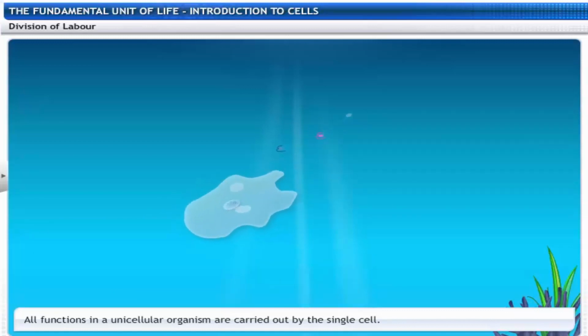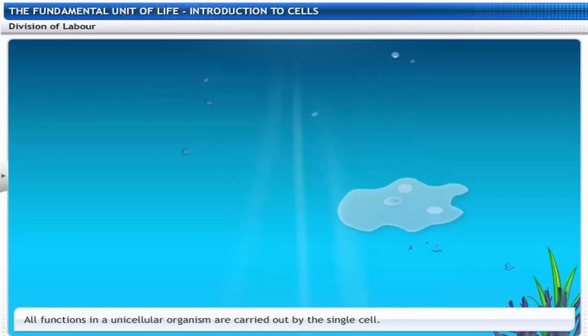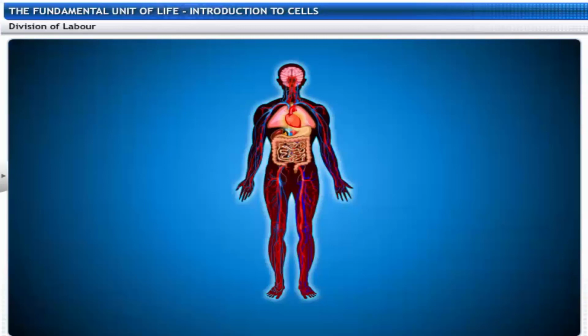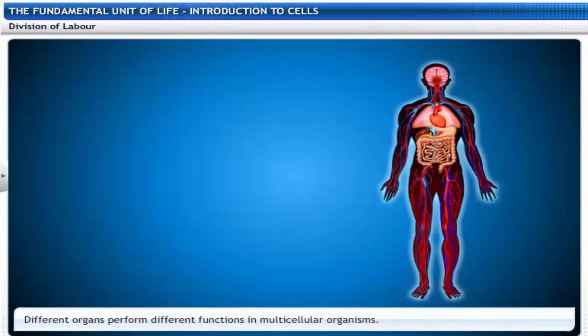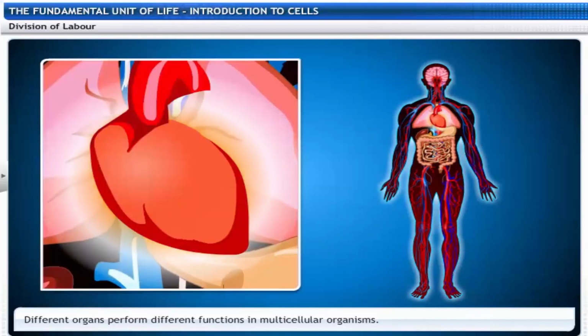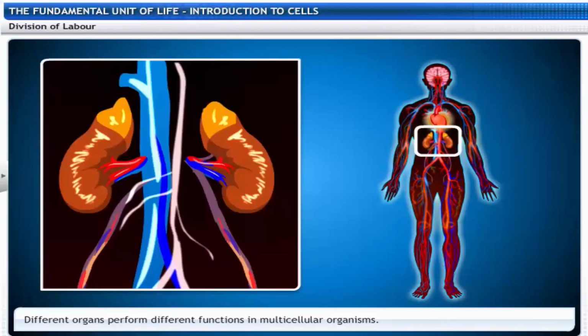For example, in amoeba, a single cell is responsible for movement, intake of food, exchange of gases, and excretion. On the other hand, different organs perform different functions in multicellular organisms. For example, the human body has a heart to pump blood, a stomach to digest food, and kidneys to excrete waste.